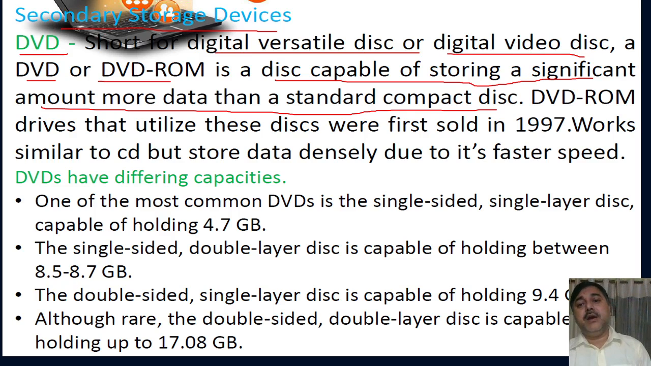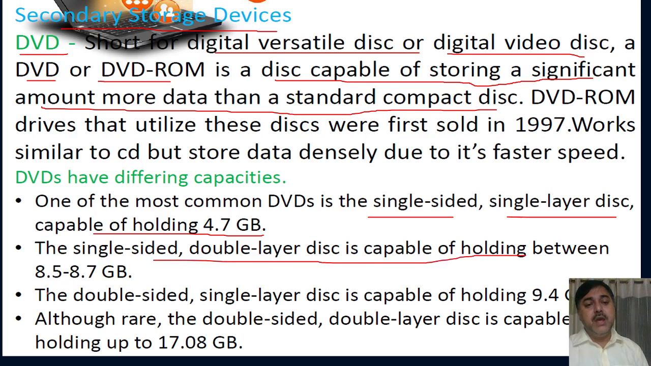A single layer, single side disk is capable of holding 4.7 GB. Then there is a single side double layer disk. So all these patterns of disk hold the data and work with the data. Double side double layer, single side double layer, all these different types of disk are there, and what the disk does is keep the data and work with the data.